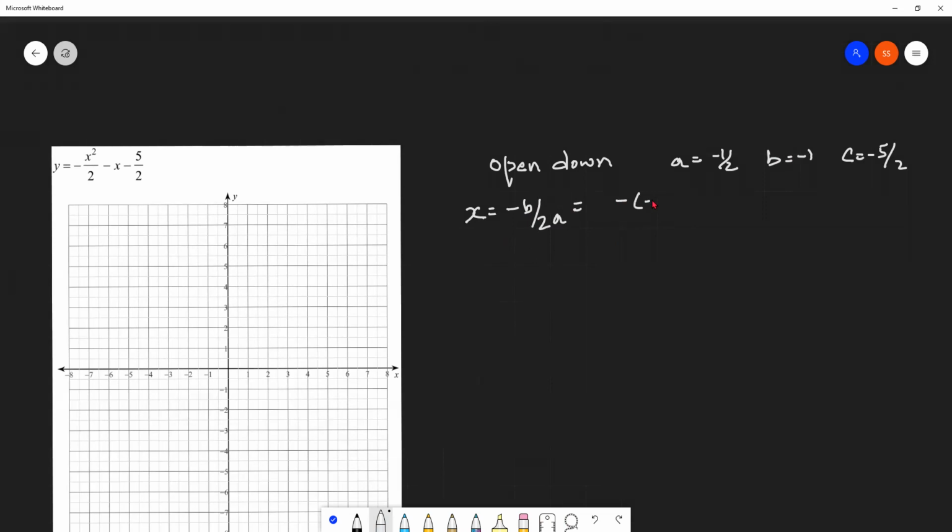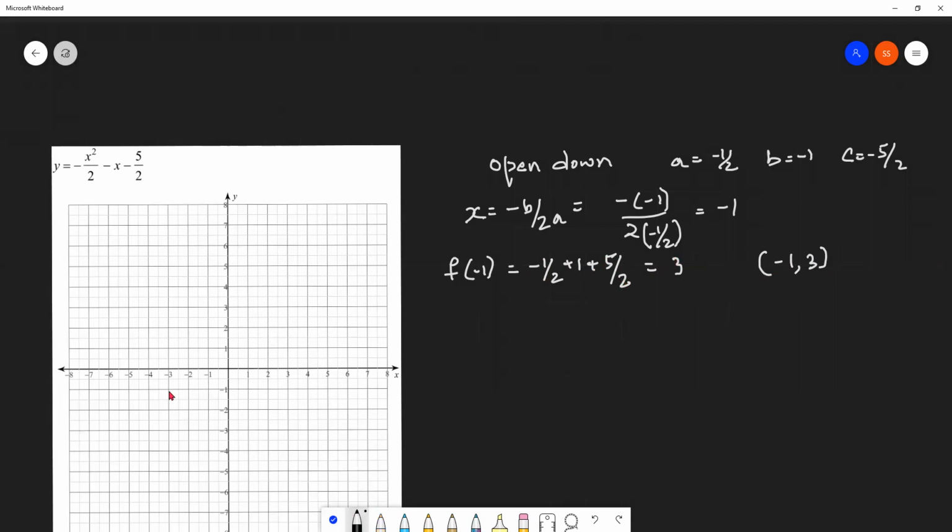So minus b is minus 1, and 2a is minus 1. The negatives cancel, so x is equal to minus 1. Find f of minus 1. When you substitute minus 1 here, x squared becomes 1, so it's minus 1 by 2, minus of minus is plus 1, plus 5 by 2. This gives you 3 and a half minus half, which is 3. So the critical point is minus 1 comma 3.